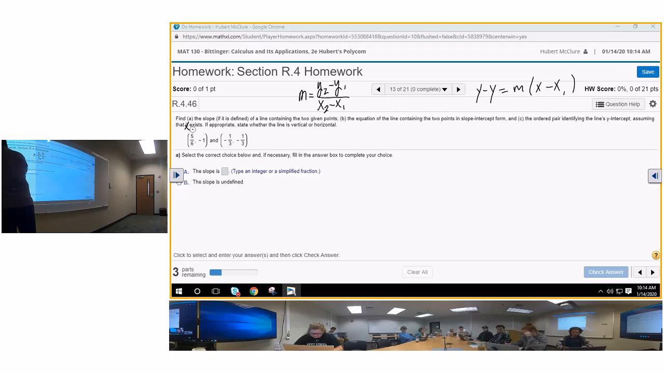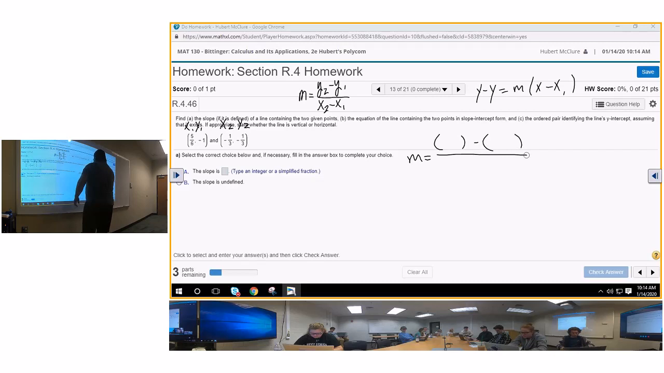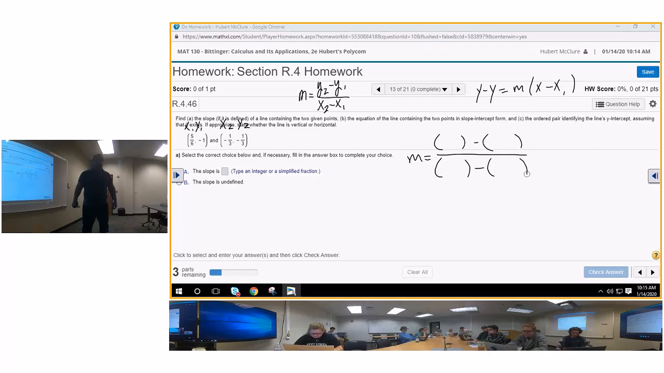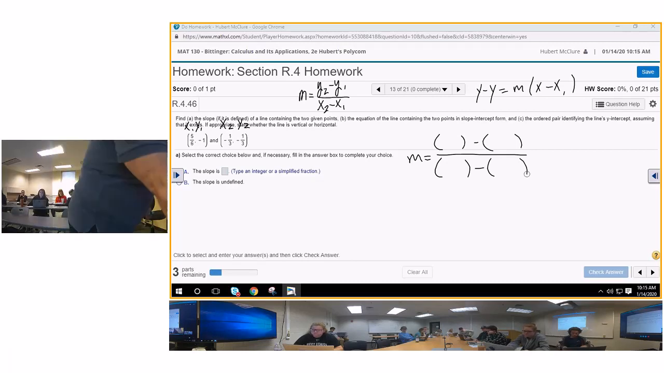X sub 1, y sub 1, x sub 2, y sub 2. M is equal to parentheses minus parentheses over parentheses minus parentheses.